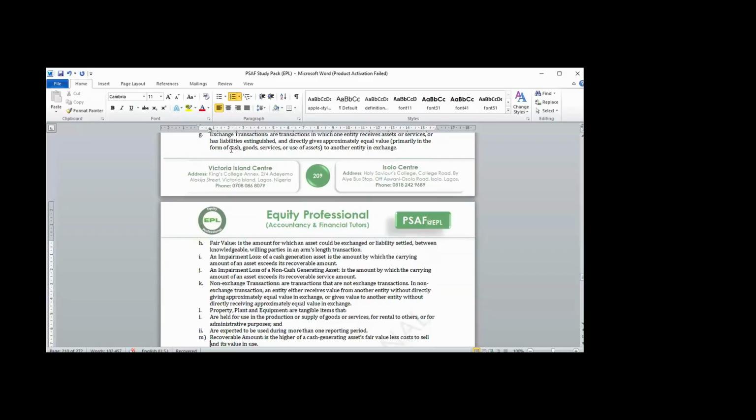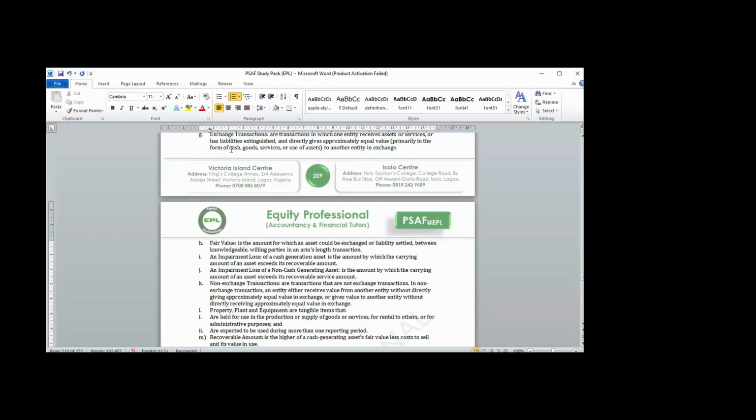We have properties. Property, plant, and equipment. What is the condition surrounding what? Property, plant, and equipment. Property, plant, and equipment refers to as what? Tangible assets. That one, they are being held for production use or for supplying of goods, for rent to others, administrative uses or purpose. That is what we refer to as what? Asset, non-current asset under PPE.